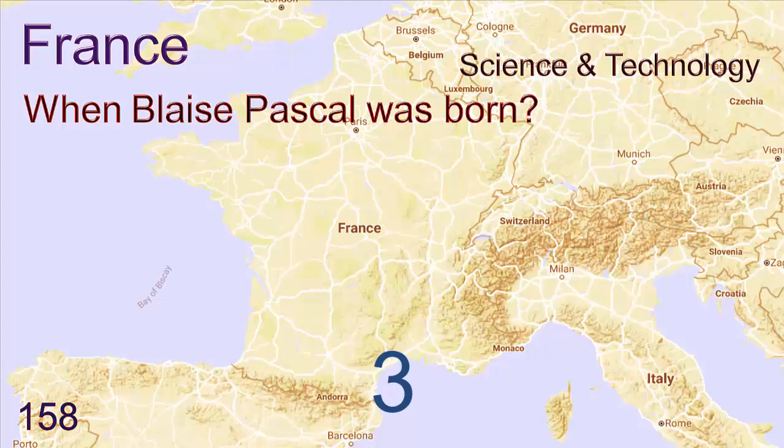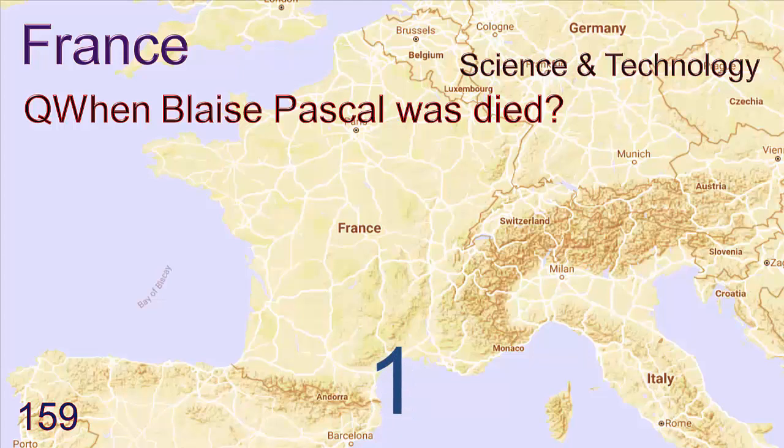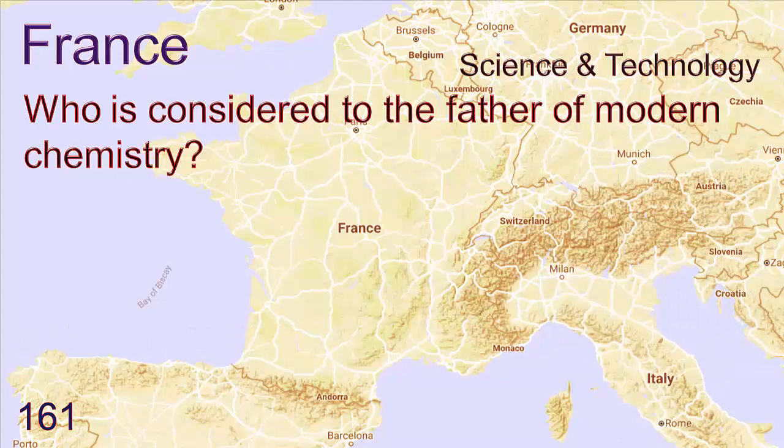When was Blaise Pascal born? 19th June 1623. When did Blaise Pascal die? 19th August 1692. Who recognized and named oxygen and hydrogen? Antoine Lavoisier.